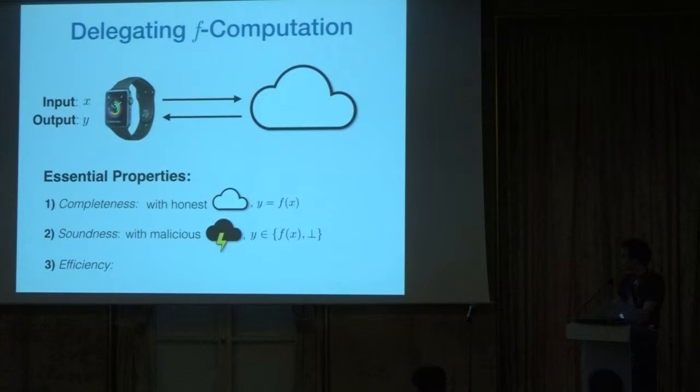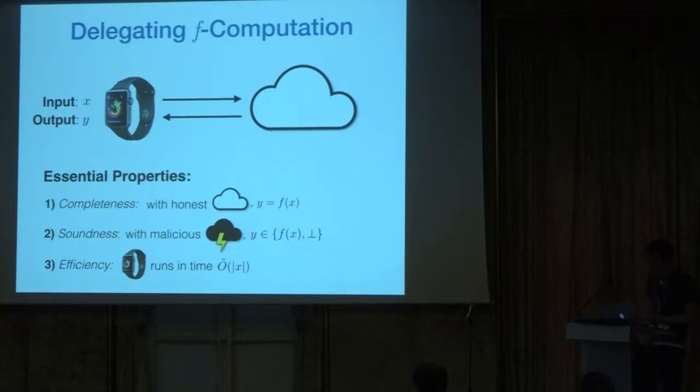So far, this is all trivial to accomplish. The client can just compute f of x on its own and ignore the cloud. To rule that out, we'll require that the client runs in nearly linear time, and we'll imagine some functions f that are much more expensive than that. In general, we'll call the cloud the prover, and we'll call the client the verifier, because that's what they're doing. They're proving and verifying.